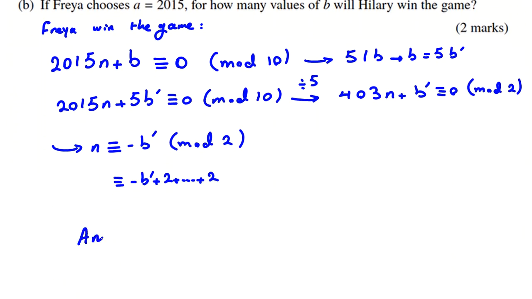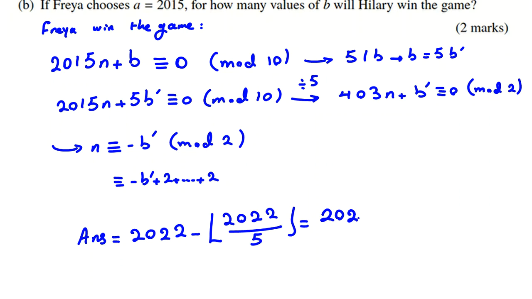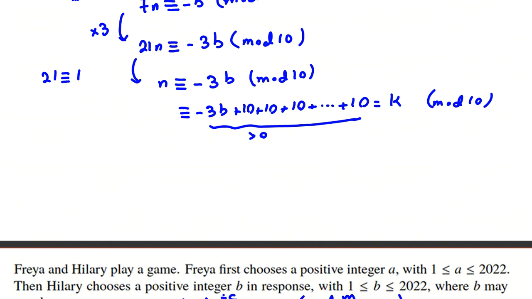So the answer is 2022 minus the multiples of 5 for Hillary. 2022 over 5, floor of that, will be 404. So it will be 2022 minus 404. 12 minus 4 is 8, 1 minus 0 is 1, 10 minus 4 is 6 and 1. So it will be 1618 for this problem.